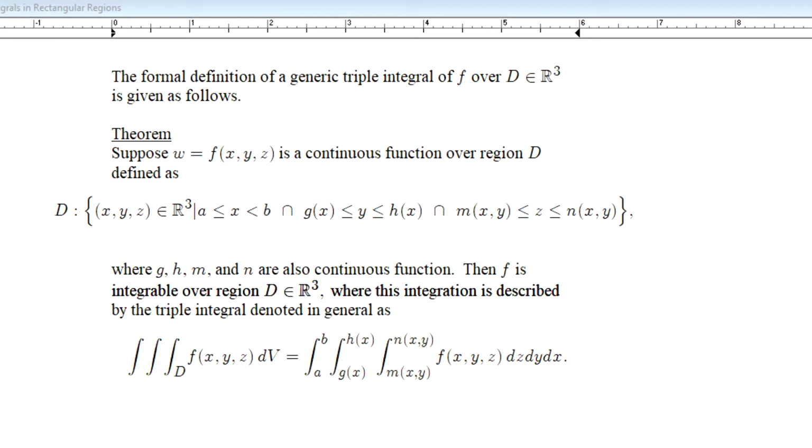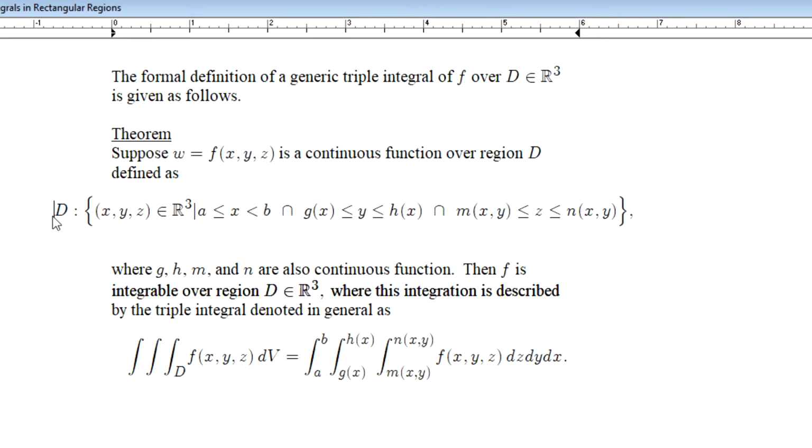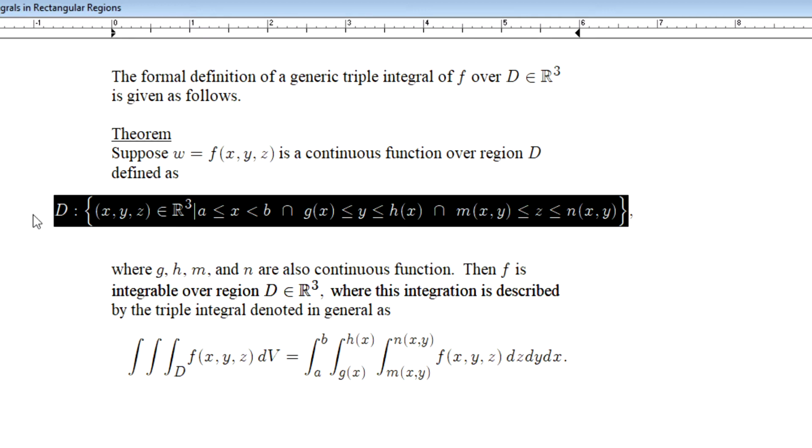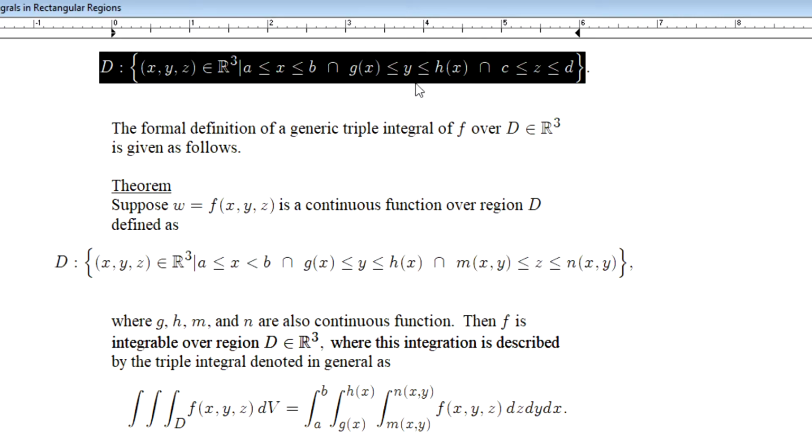Now, folks, what this illustrates is what we might say is our fundamental generic description of region D, right? What we're going to see develop here is that there's a lot of ways to define D. This region in 3-dimensional space above, I had defined D as this statement here, right? To bring about an understanding of the triple integral over D.